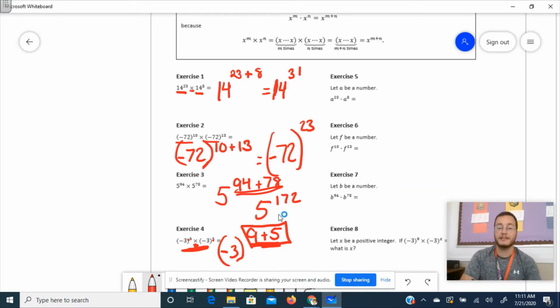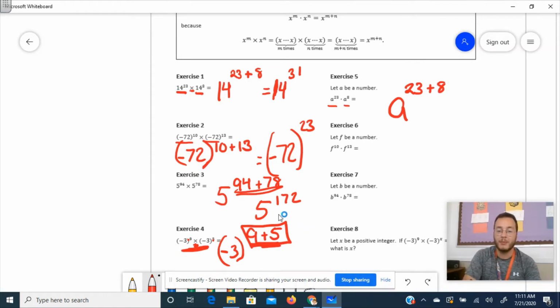Now exercise 5, let A be a number. Like I said, this is a variable. A variable is still a number. We just don't know what specific number that is. So I have A as my base. And let me just pull this up on my computer so I can see the numbers better. There we go. So it is A to the 23rd power times A to the 8th power. So that would just be A as my base to the 23rd plus 8. That's going to give me my answer.